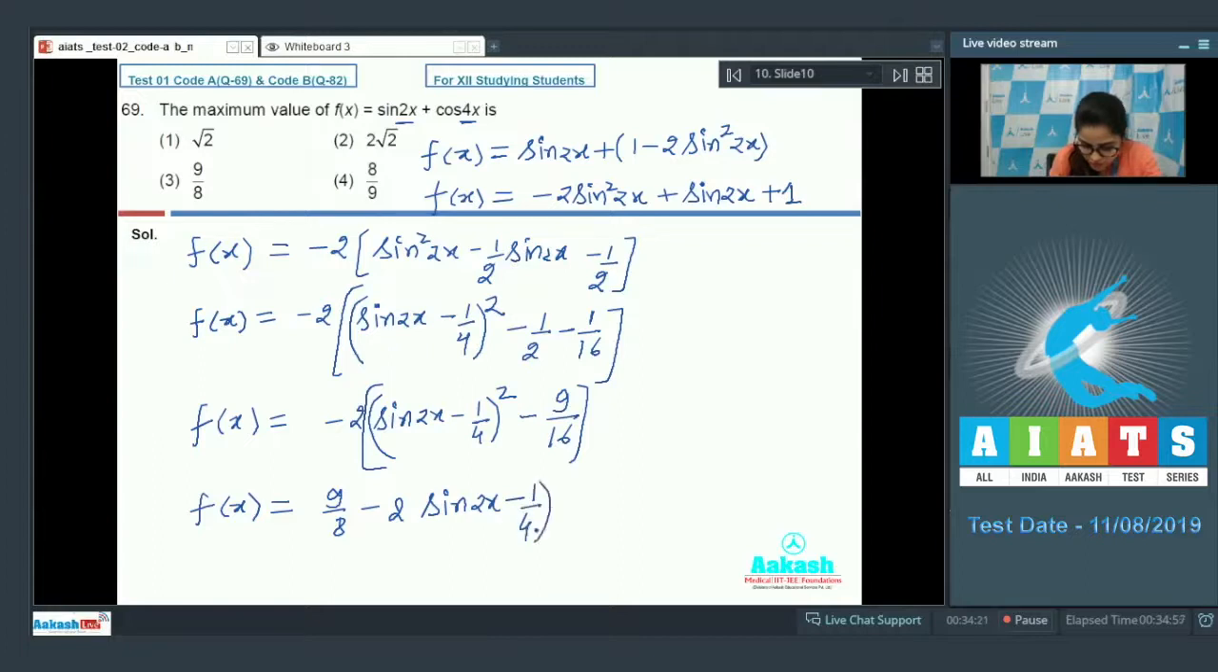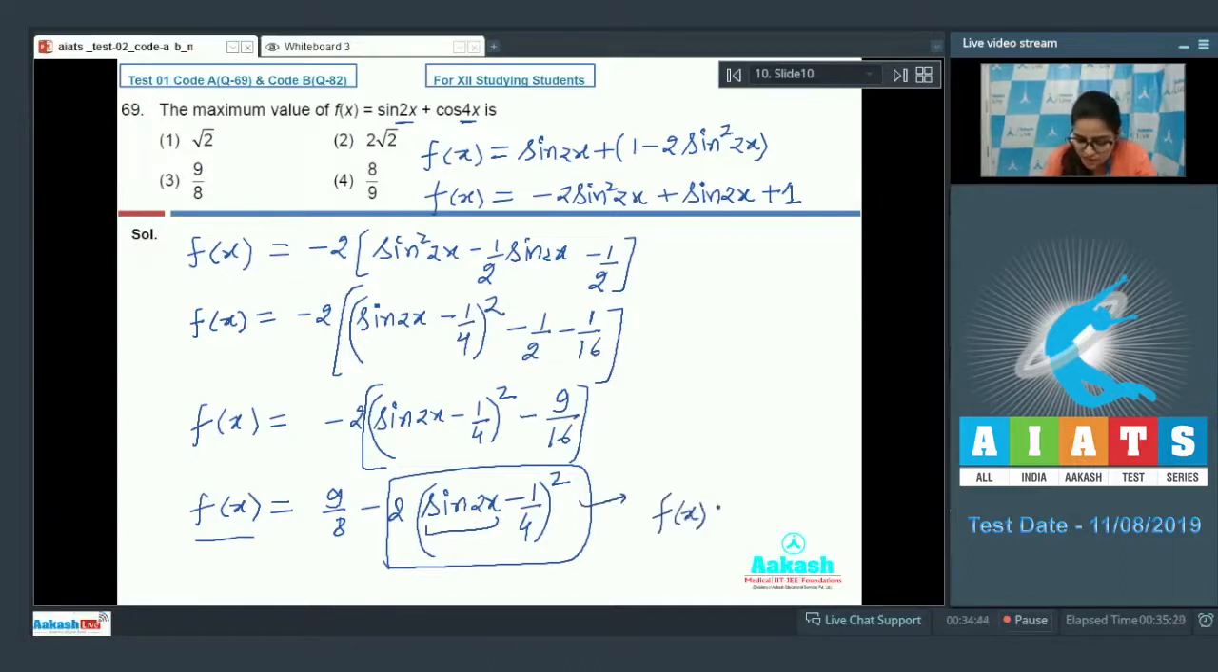So for the maximum value of f of x, this value should be 0. So sin 2x can be 1 by 4 at some value of x. So this will go to 0, and the maximum value of f of x is 9 by 8. So your correct option is option number 3. Now move on to the next question.